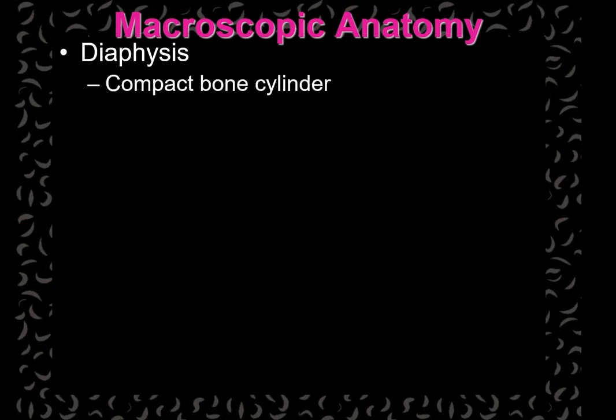All right. So macroscopic anatomy is not micro. Micro's small. You've got to use a microscope to see it. Macro are the big things. So big things that we can see with the bone, the diaphysis. Another word for that is the shaft. And it's essentially, in the long bones, a cylinder of compact bone. So the diaphysis or shaft of long bones is predominantly compact bone. There is just a little bit of spongy bone on the inside, but not much.